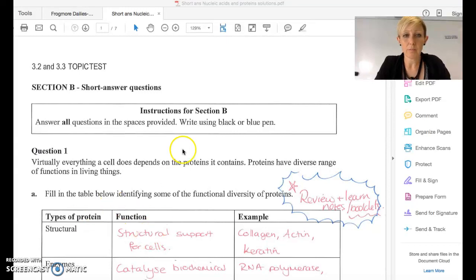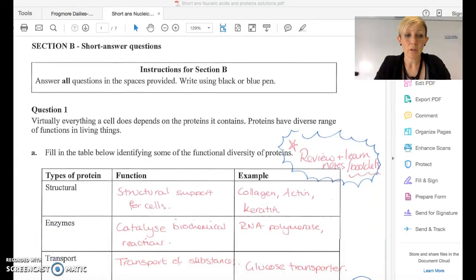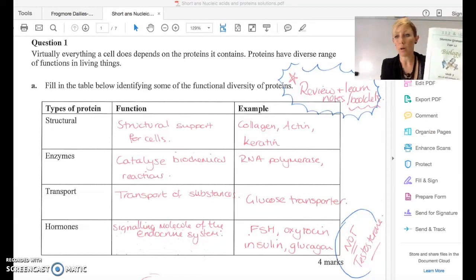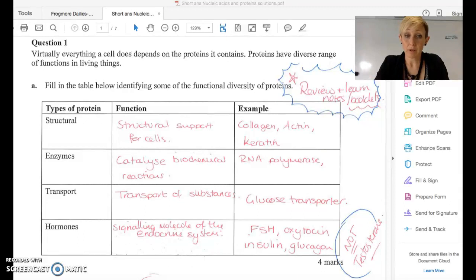Just running through section B because the multi-choice should be fairly straightforward. Let's have a look at question 1. Now this table was almost a direct copy of the one that you've done in your workbook on page 18. It will become easier as you move through Unit 3 to identify the different functions of proteins.